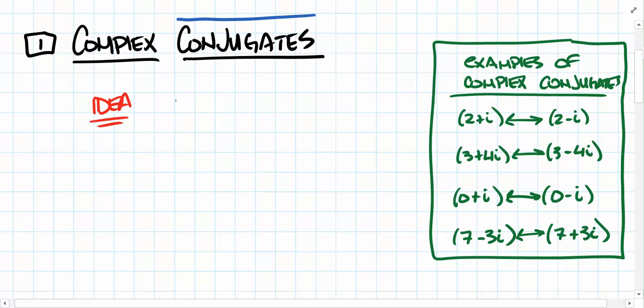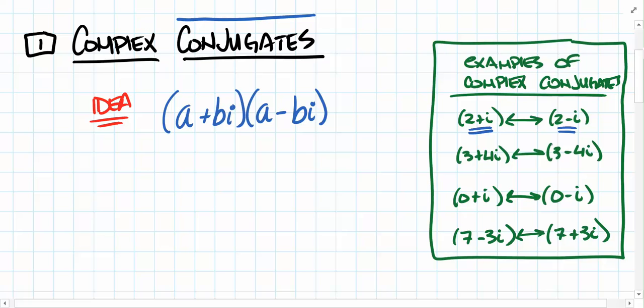Let's say I have any old generic complex number like a plus bi. As an example, let's say I have 2 plus i. The conjugate is the number a minus bi. So the conjugate to 2 plus i would be 2 minus i. If I had 3 plus 4i, the conjugate would be 3 minus 4i. If I had 0 plus i, the conjugate would be 0 minus i. And if I had 7 minus 3i, the conjugate would be 7 plus 3i. So basically, all you've got to do is flip the sign in the middle between the two. That's what a conjugate is.